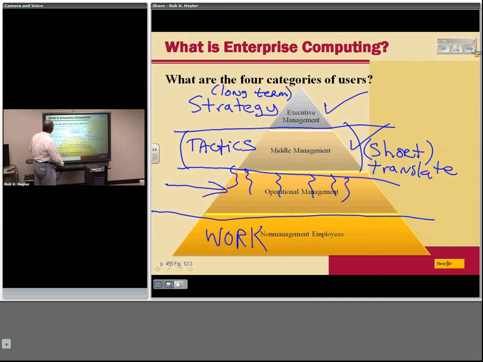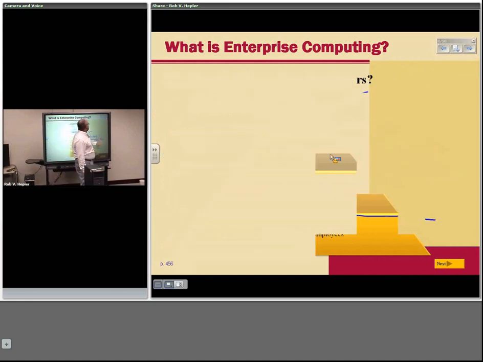And, of course, enterprise systems take information from here and move it up here and move it back and forth so people can manage. The production information is given to management. Sales information is given to management. Management thinking plans are given to the people down here now because of technology. But that's how the structure of management has traditionally gone.